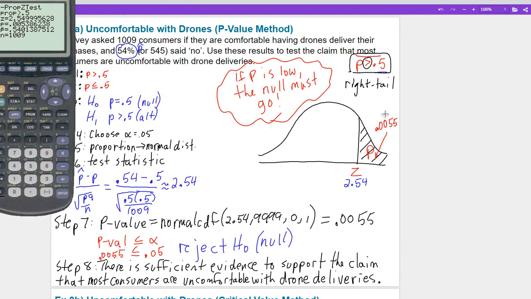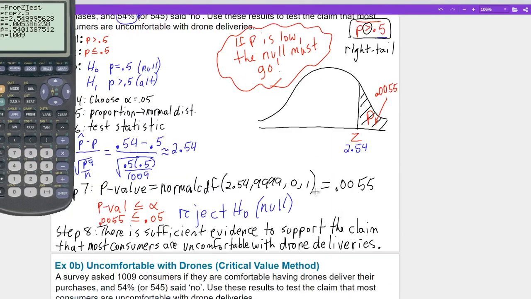So again, we're kind of off, but it's still close enough that we can still see if the p is low, the null must go, right? This is lower than our alpha, so we didn't really have to do a lot of this stuff. We wouldn't have had to do this step 6 calculation. We wouldn't have had to do this step 7 calculation because it just gave it to me right there, 0.0054 or whatever. So that's very useful.